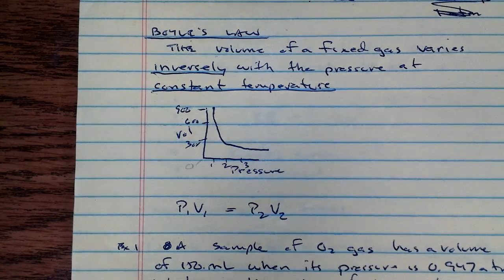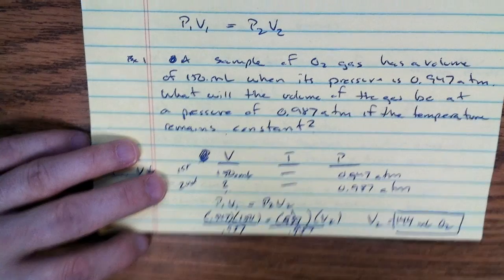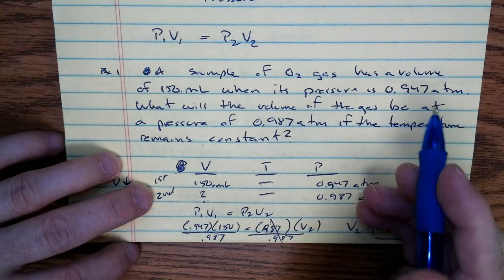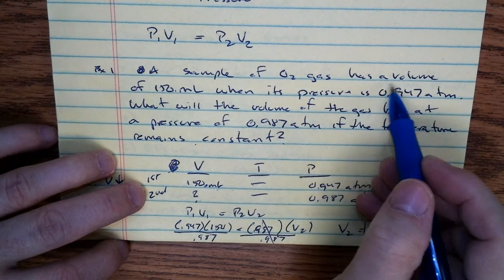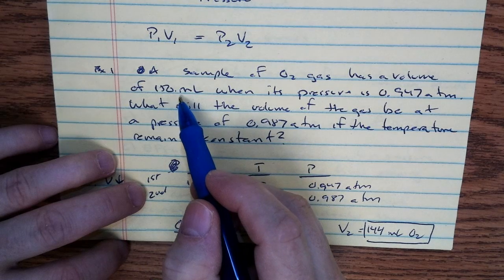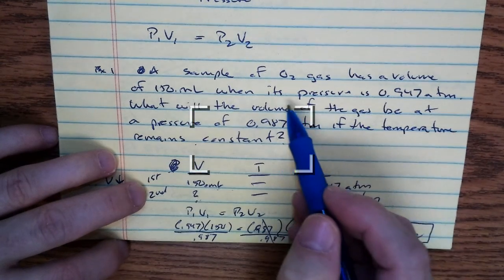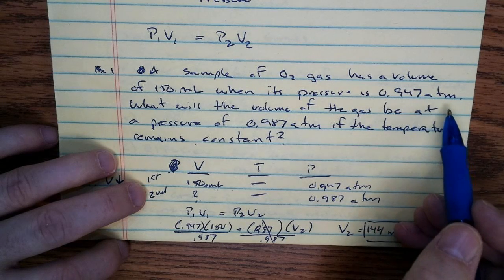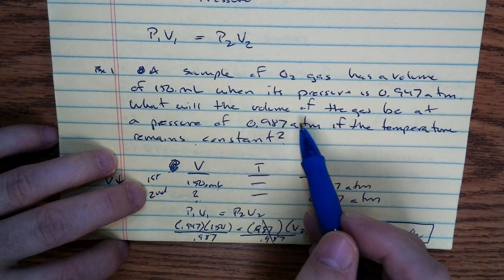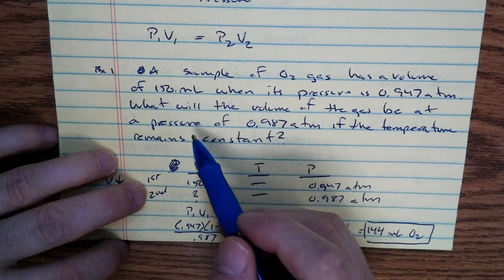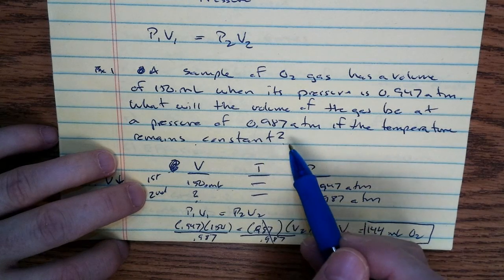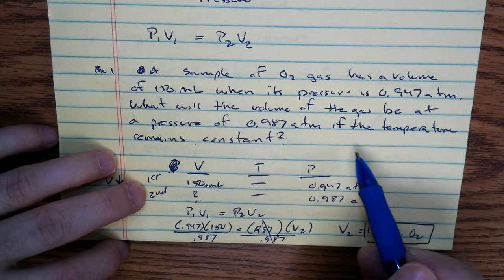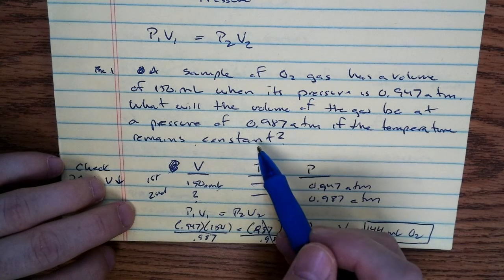Now here's an example. Example problem: a sample of O2 gas has a volume of 150 milliliters when its pressure is 0.947 atmospheres. What will the volume of the gas be at a pressure of 0.987 atmospheres if the temperature remains constant?